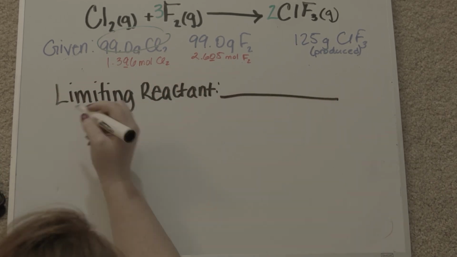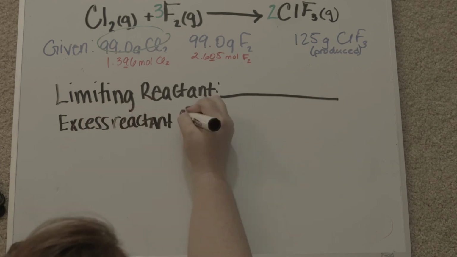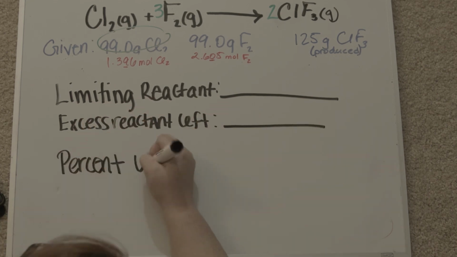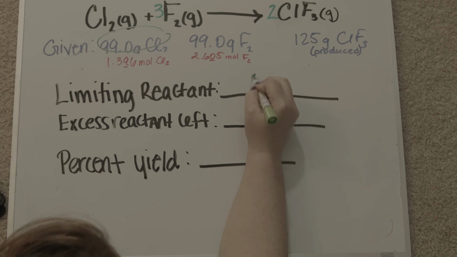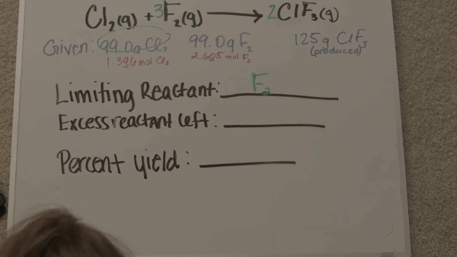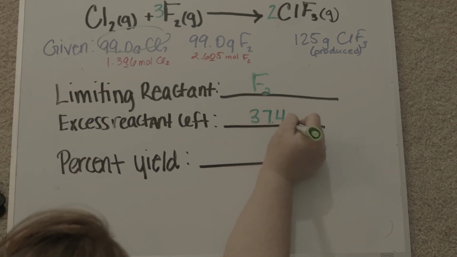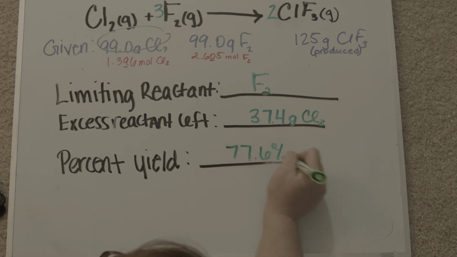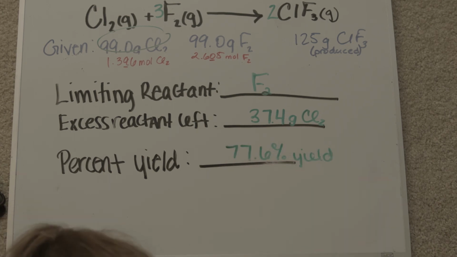So let's summarize what we did here. So the limiting reactant, we found the excess reactant that was left over, and we did the percent yield. So your limiting reactant is fluorine. Your excess reactant was 37.4 grams of chlorine, and then your percent yield was 77.6%.